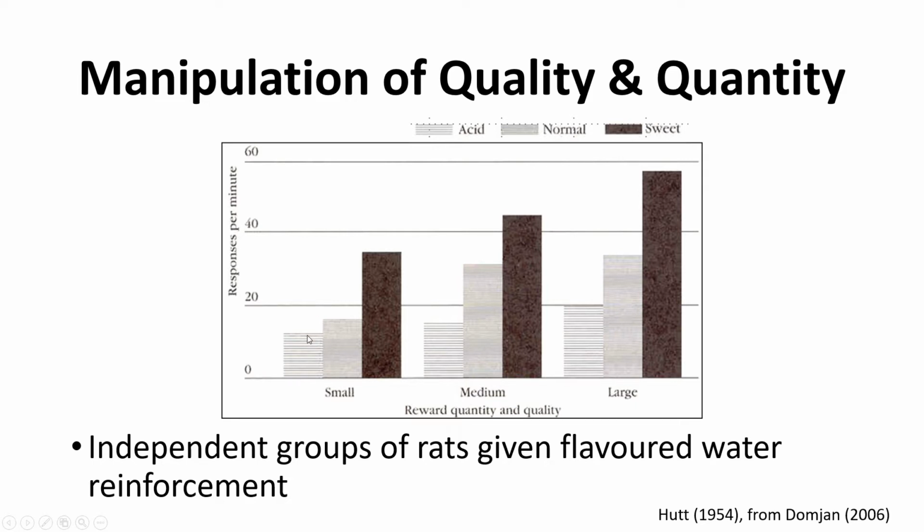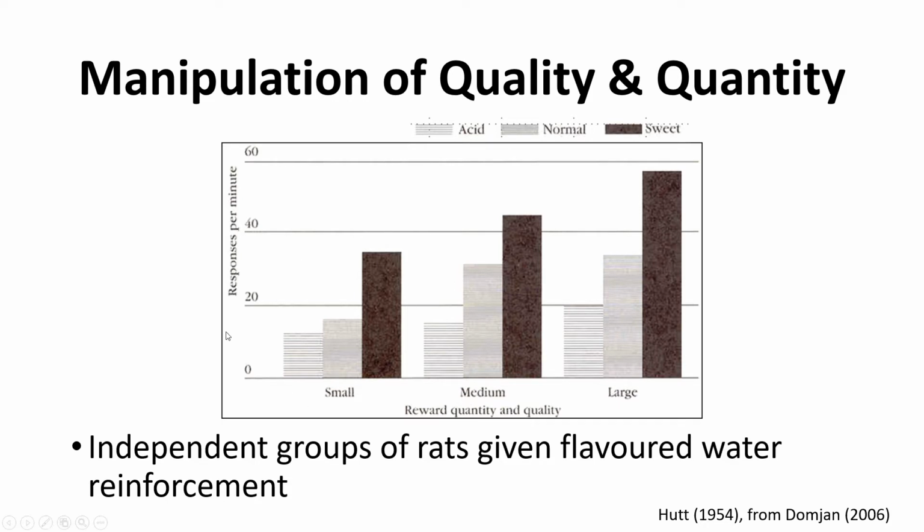So even if we look at the acidic water, we go from sort of not a lot to a little bit more to a little bit more. If we look at our sweet water, we go from this amount to more again. So from small to medium to large, increased quantity meant increased behavioral response.